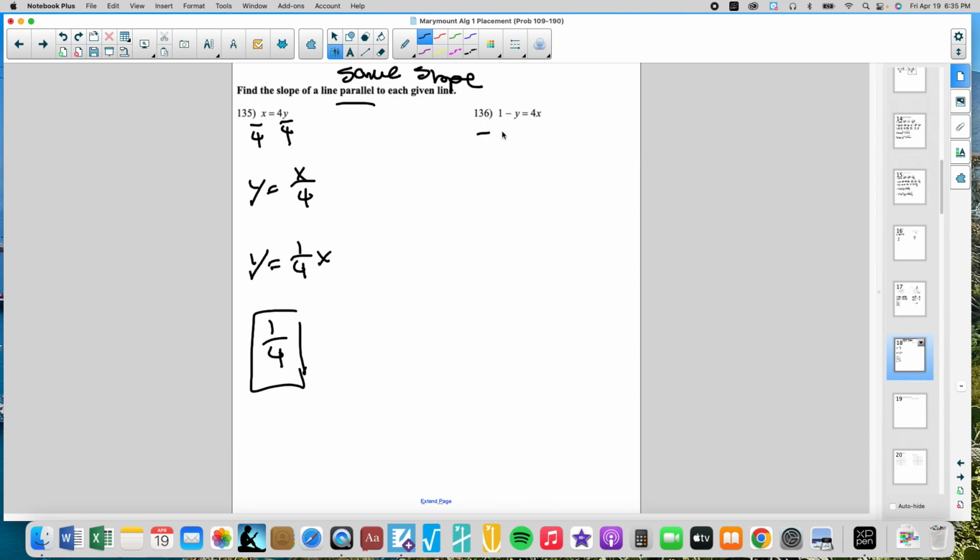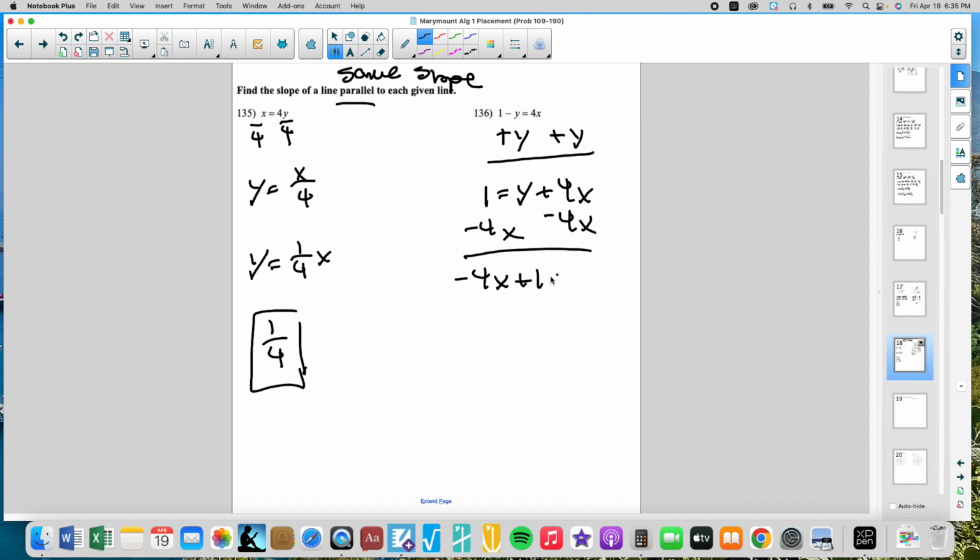We're going to solve for y. I'm going to make it a little bit easier on myself. I'm going to add y, and I get 1 equals y plus 4x, and then I'm going to subtract the 4x. So I get negative 4x plus 1 equals y. My slope is going to be the coefficient of x when isolated for y, so negative 4.